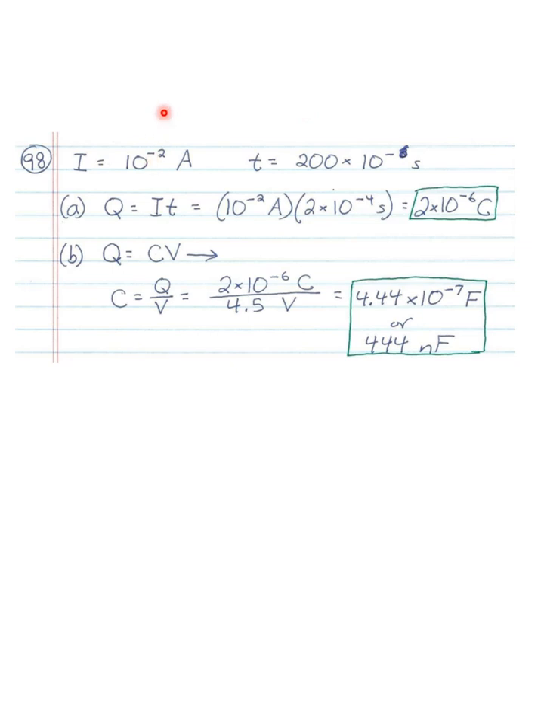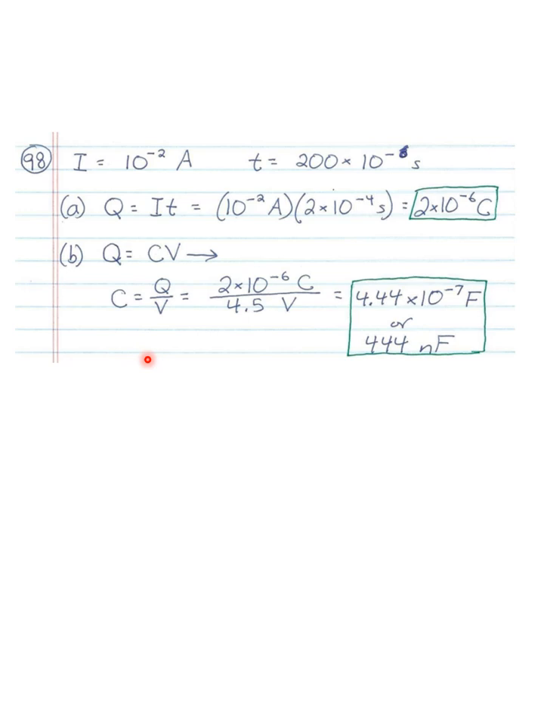So we have a current of, it says 10 milliamperes, so that's 10 to the negative 2 amperes. The time, it says 200 microseconds, so 200 times 10 to the negative 6, or 2 times 10 to the negative 4. The total charge then is current times time, and you get 2 times 10 to the negative 6 coulombs, or 2 microcoulombs.